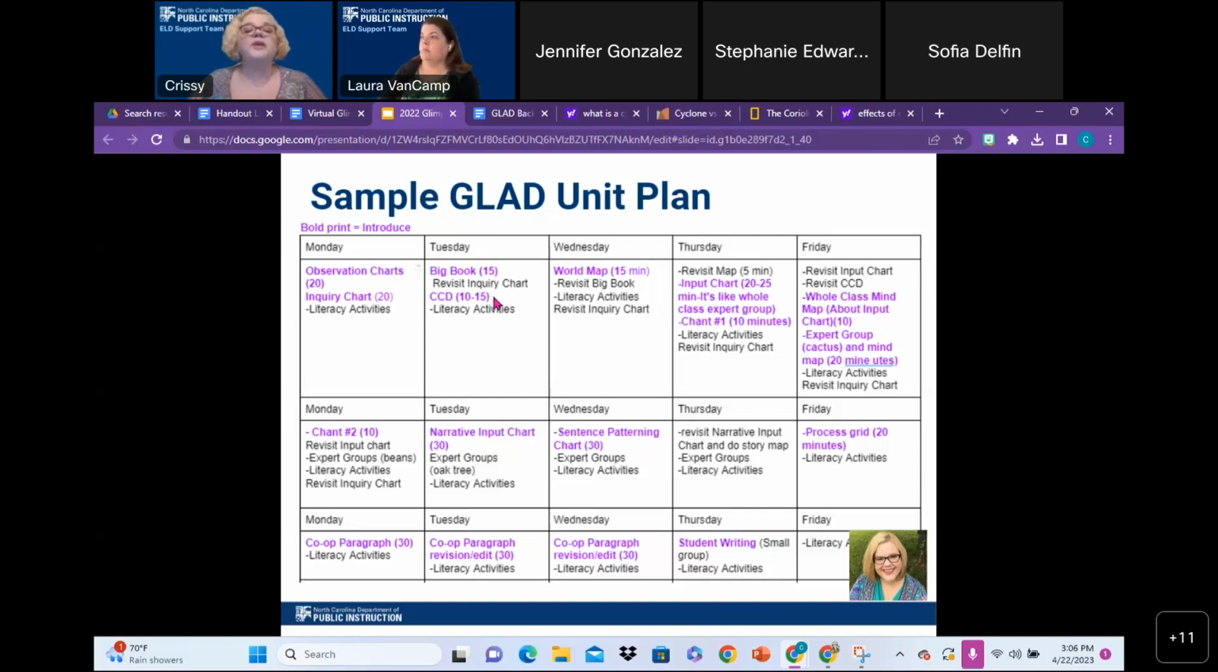Tuesday, we might do our big book, revisit our inquiry chart to see what information we can add to it, or answer, or prove or refute. Then we might Wednesday go into our world map. So this just kind of shows you a progression of how you might use these strategies to form a unit plan. And so we wanted to provide that for you. Are there any questions about that?